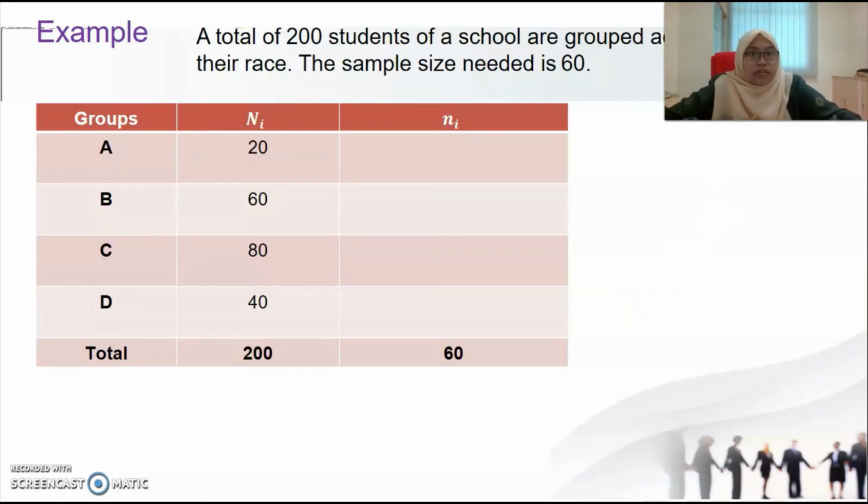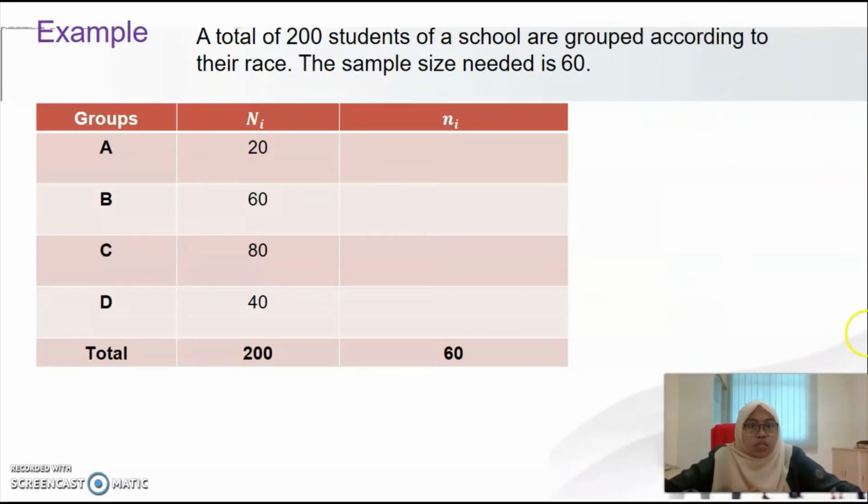a total of 200 students of a school are grouped according to their race. The sample size needed is 60. So this is our population size, 200, and we only need a sample size of 60. These students are already grouped into 4 groups, A, B, C, and D. Actually, this is our strata. Strata A, strata B, strata C, strata D.